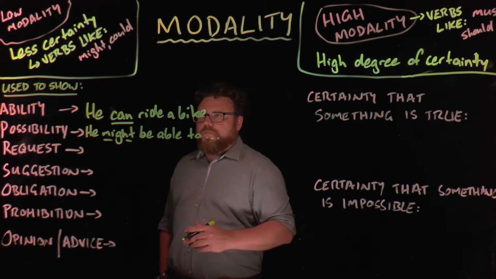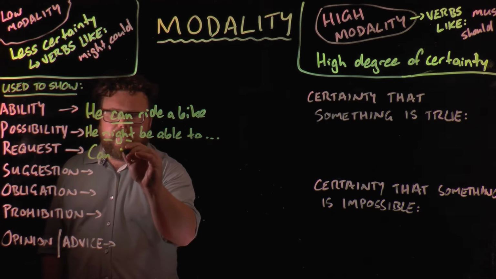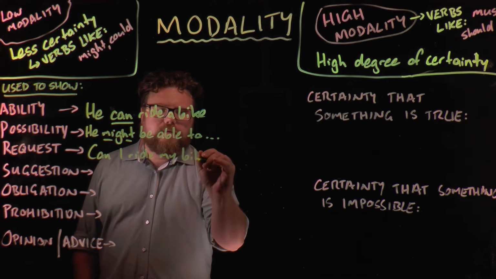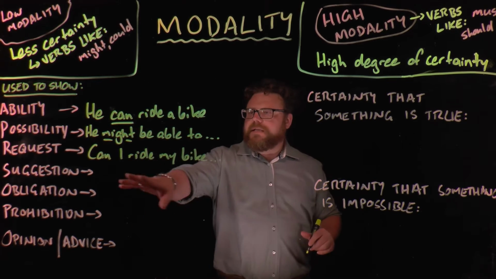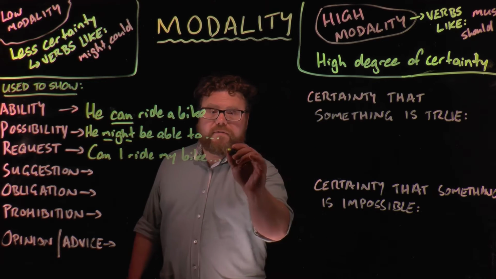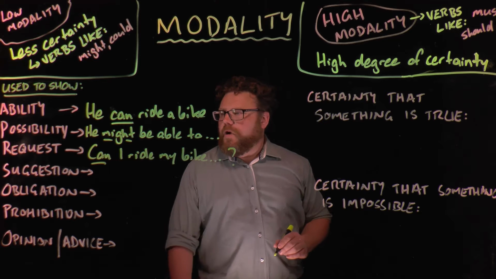It can be used to show request. For example, can I ride my bike to school? I'll just do some ellipses to show the rest of the sentence. Can I ride my bike? So it's in the form of a request. It would have a question mark at the end. And can, again, is the modal verb here.